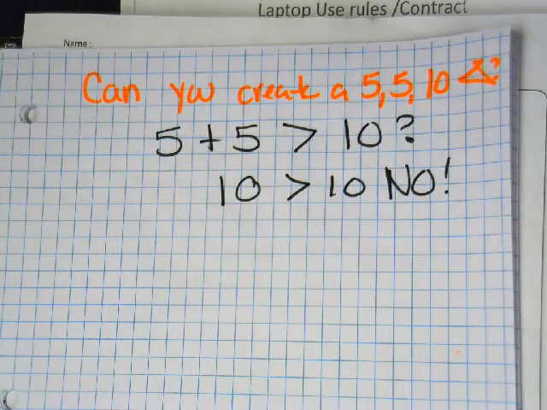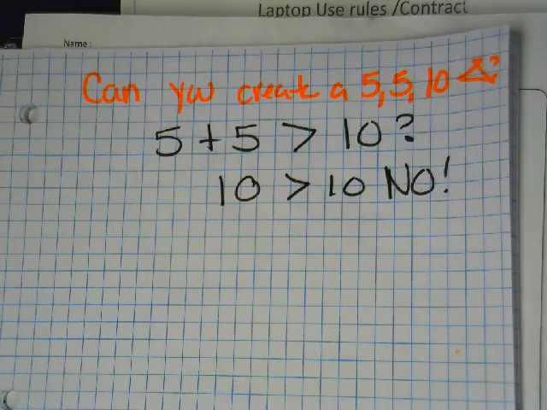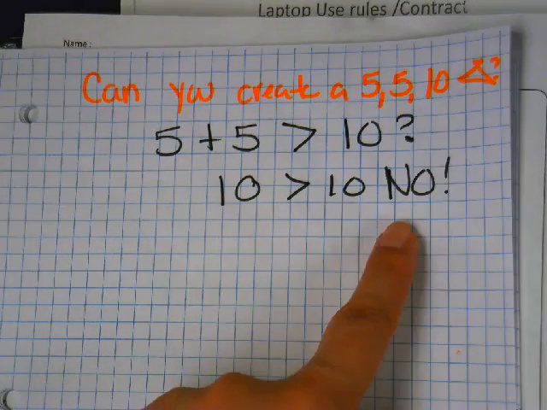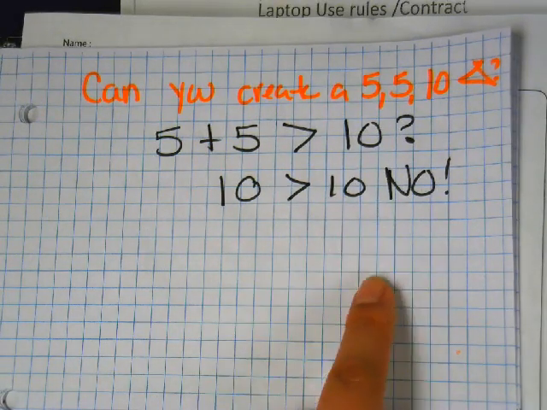It can't be equal. It has to be bigger. Even if it's just 0.1 bigger, that's okay. Can you create a 5, 5, 10 triangle? No. So sometimes kids are like, oh yeah, it's equal to each other, so we're good. Nope, it has to be bigger.